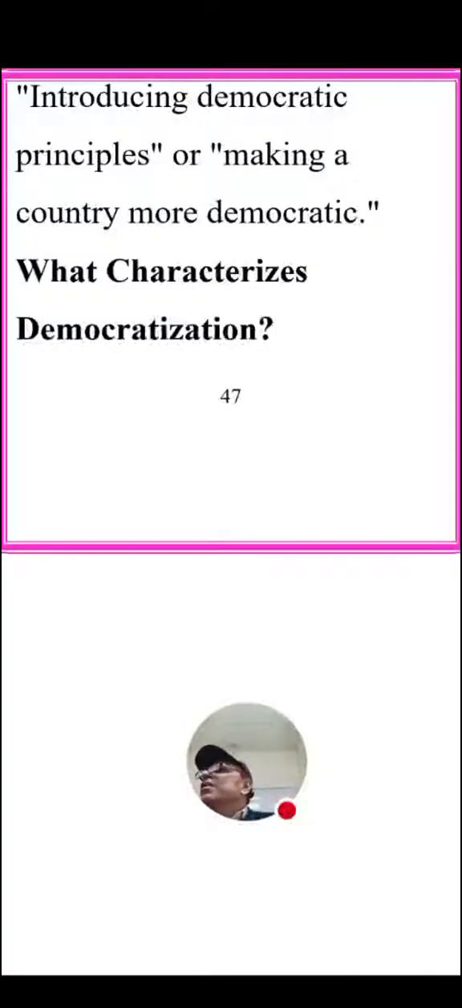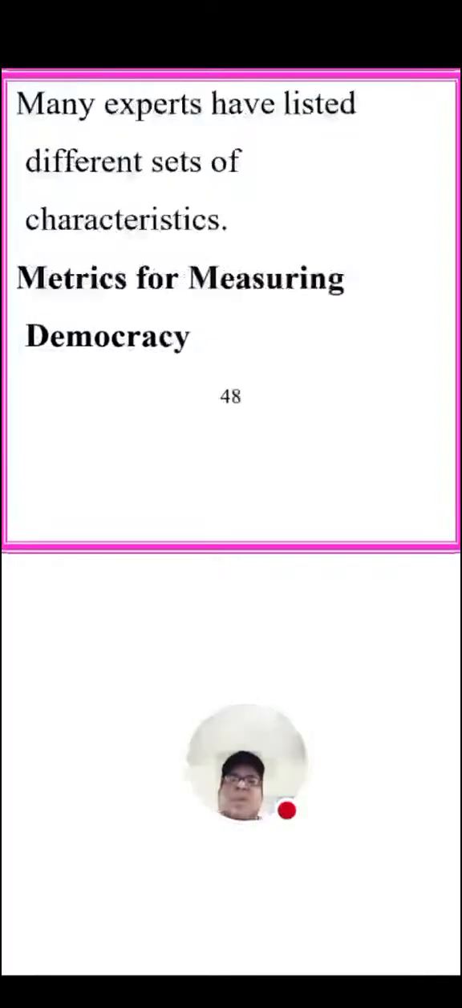It is called democratization. So, what characterizes democratization? Many experts have listed different sets of characteristics. Metrics for measuring democracy.